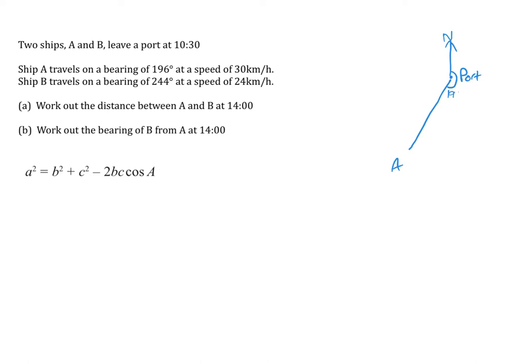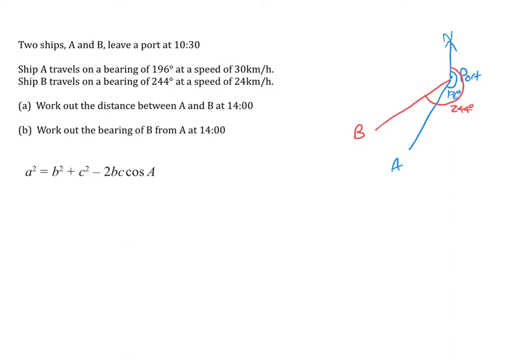196 degrees. I'm going to change colour and show the bearing of B, which is 244, which is a larger bearing, so it's further round. So 244 maybe comes round to about here, and that's ship B, and that bearing is 244.